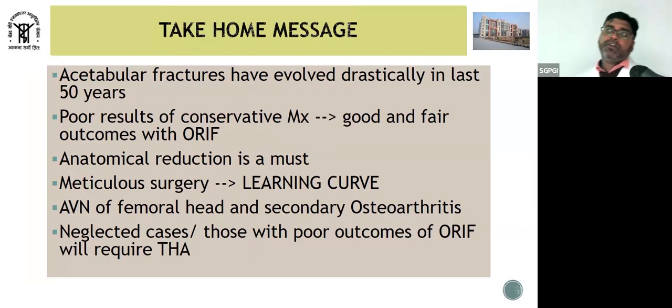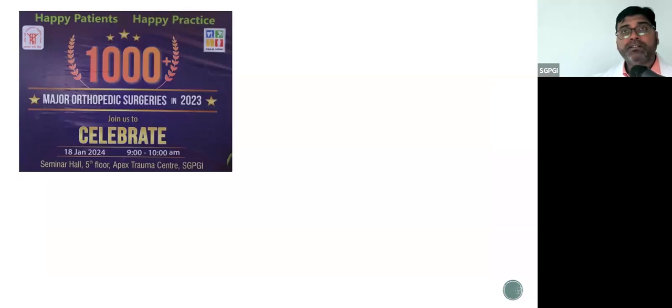Now, based on my talk, whatever cases we have done, and the evolution of acetabular surgery in general, I would say that this field has evolved drastically in the last 50 years, and more so in the last 2 decades. And we have moved from the poor results of conservative management to good and fair outcomes with open reduction and internal fixation. The anatomical reduction is a must, and that's the key. The surgery has to be meticulous, and so there is a long learning curve. The avascular necrosis of the femoral head and the secondary osteoarthritis are the potential complications of injury, and even after the fixation, it may happen. And neglected cases or those with poor outcomes of open reduction internal fixation will eventually require total hip replacement in future.